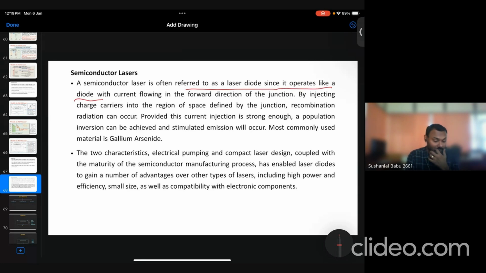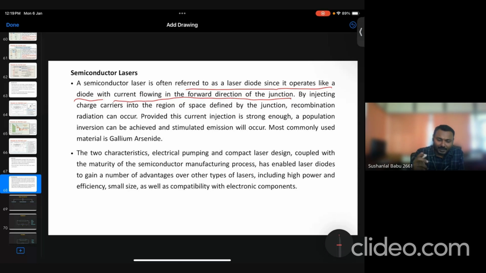A semiconductor diode, you should know, operates with current flowing in the forward biased direction of the junction. So the semiconductor diode should be in forward biased condition. There are two types of bias: one is forward biased, another one is reverse biased. So for lasing action to happen, it has to be forward biased.